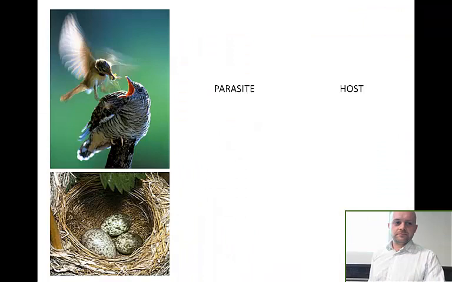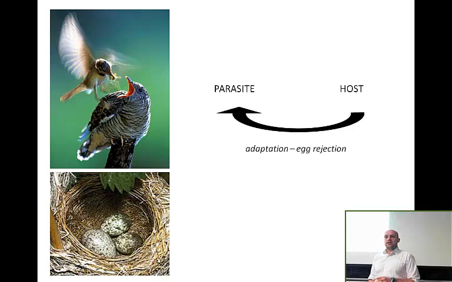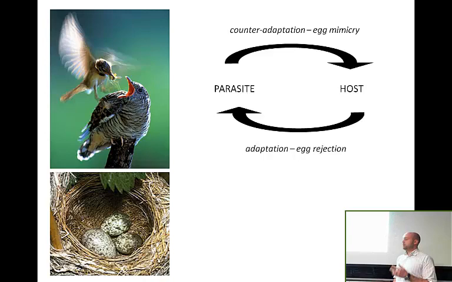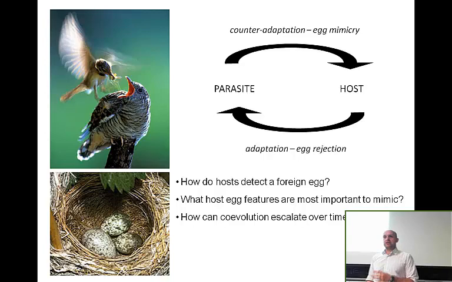So partly for this reason, brood parasites are often used as a classical example of coevolution. And over the course of evolution, we often get hosts that evolve the ability to detect and reject, to throw out foreign eggs from the nest. And this then leads to various counter-adaptations on the part of the cuckoo, including mimicking the appearance of the host eggs to avoid them being detected and rejected. And I've been interested in a number of related questions here. In particular, how do hosts actually detect a foreign egg in their nest? And what features of egg appearance do they use to throw it out? And in turn, what features of the host eggs is it therefore most important for the parasite to mimic to defeat these host defensive behaviours? And rather more broadly, we might ask how these coevolutionary interactions can escalate over time in different species.